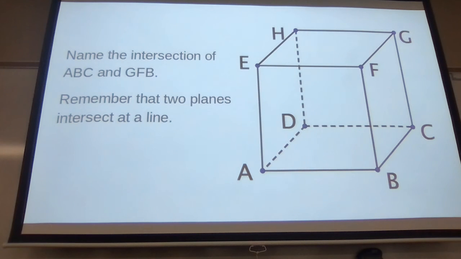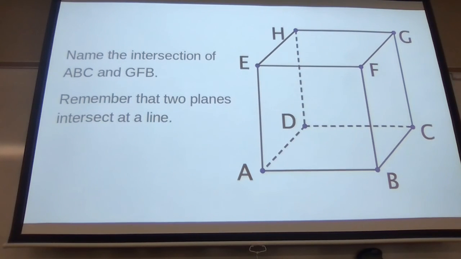All right, our last ones here. We're going to name the intersection of some things. So the first thing they want is the intersection of two planes. You got plane ABC, plane GFB. If you go back to our little vocabulary document, two planes, when they intersect, what do they always form? Two planes intersect, what do they always form? It's on the screen for you here.